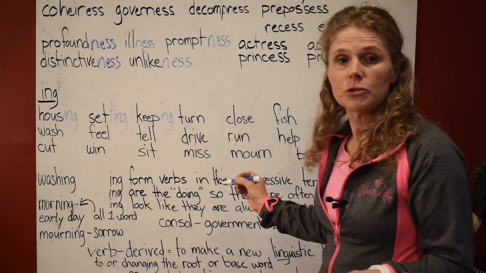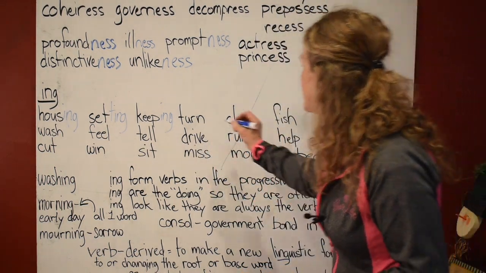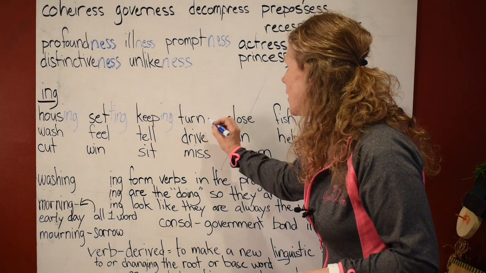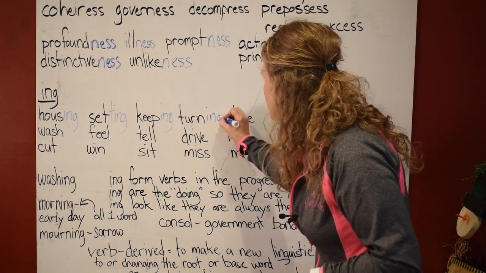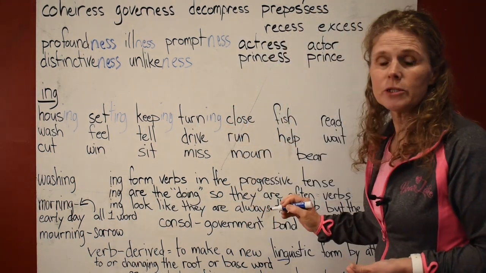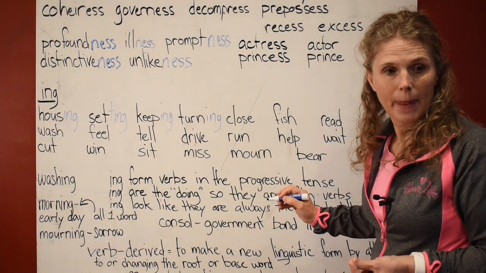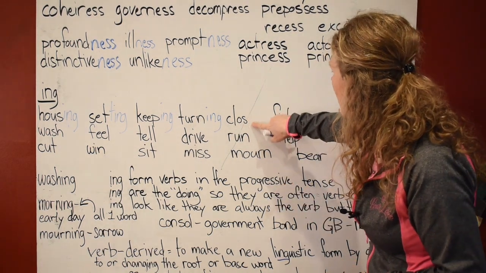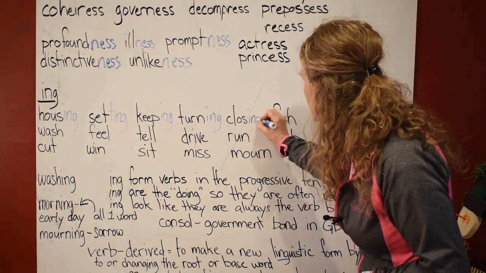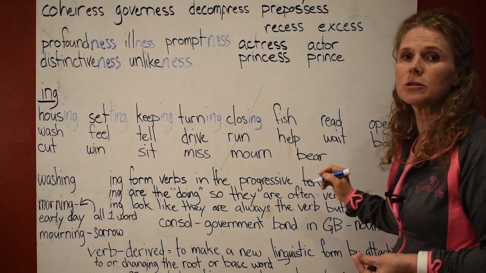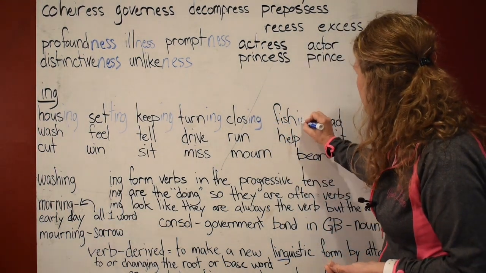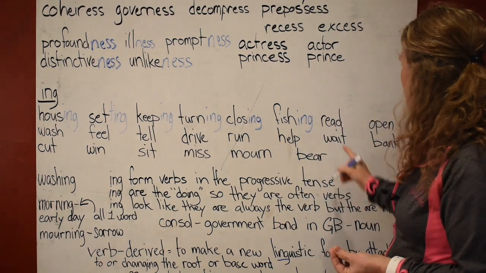So now turn. Do we need to do anything? No, we just add it on. It's not a consonant, vowel, consonant, so you're just adding it on. Close. What do we do here? Yeah, good. You drop the E and you add on ing. Closing. How about fish? Add it on.